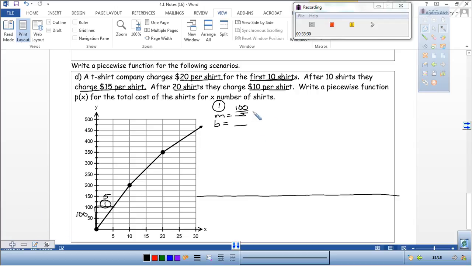Which reduces to 20, which is also how much my shirt costs. Notice, $20 per shirt is the rate of change, so it's 20. That first one is just 20. You can just look at the problem and come up with that rate of change, or you can use the graph, however you'd like. And why does it cross my y-axis, class? At 0. My y-intercept is 0.